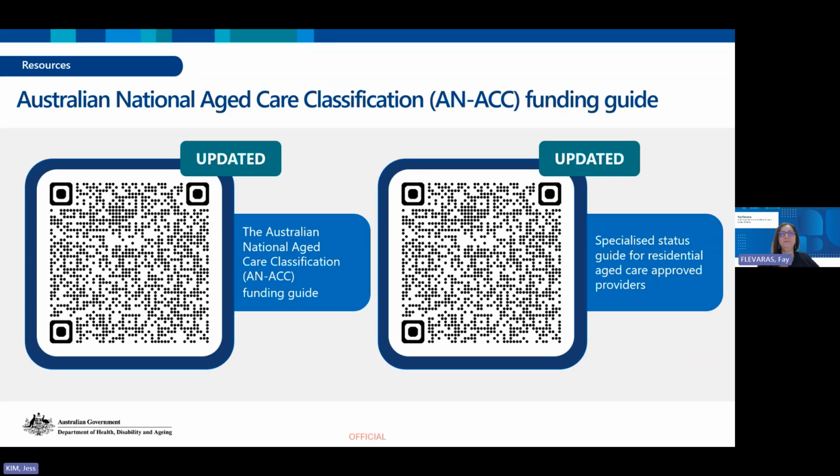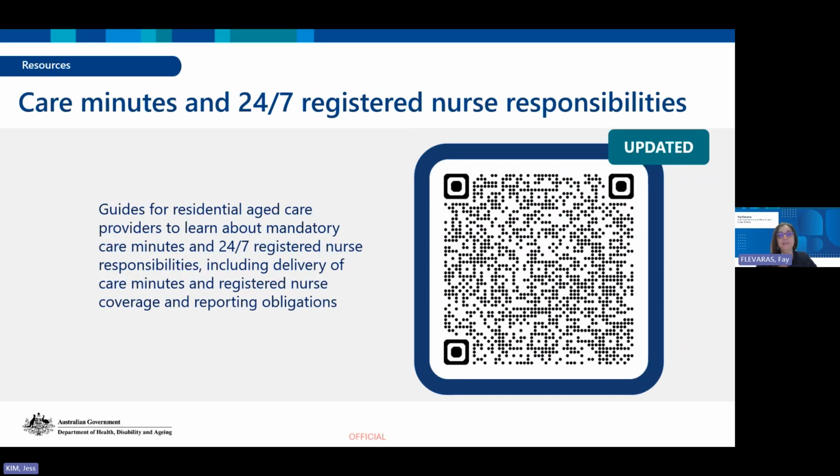It's also been updated. If we move on, we've got 24 care minutes and 24/7 registered nursing responsibilities. For these, you can see the care minutes responsibility guide has been recently added information on how many care minutes are associated with each ANAC class used to calculate the service level care minute targets applying from the 1st of October. So that one's hot off the press, and the 24/7 registered nursing responsibility document only had a minor change to remove information around split services. So have a look at those.